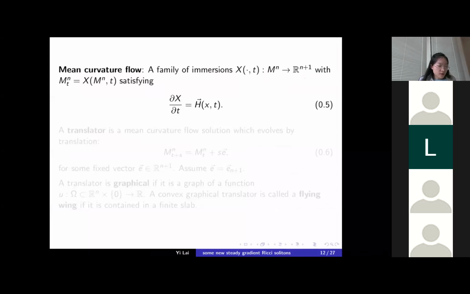Okay, so now in the next few slides, I want to also review some known results about flying wings in mean curvature flow. Flying wings are also a very interesting example in mean curvature flow, and they have been constructed long ago, and there are many more fruitful results in mean curvature flow than there are in Ricci flow.